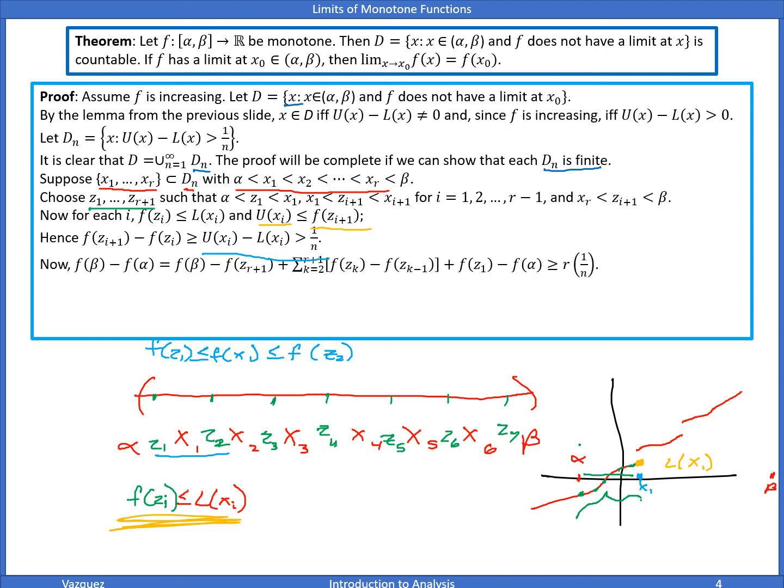So now, f of beta minus f of alpha, taking the 2 endpoints wherever they are, that difference is equal to f of beta minus all the little jumps added together. Right, we're going to add all the little jumps from z1 to z2, plus the jump from z2 to z3, plus the jump from z3 to z4, so on and so forth. We're going to add all those jumps. So that's why that difference is equal to all the little jumps.